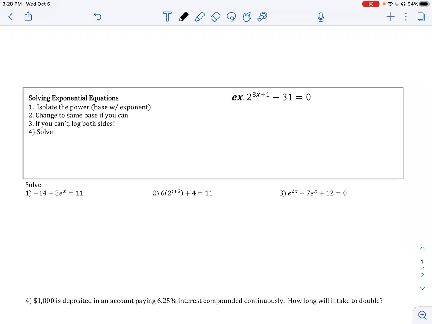How do you solve an exponential equation? Well, the answer is it depends. Suppose we had an exponential equation like this: 2 to the power of 3x plus 1 is equal to 32.